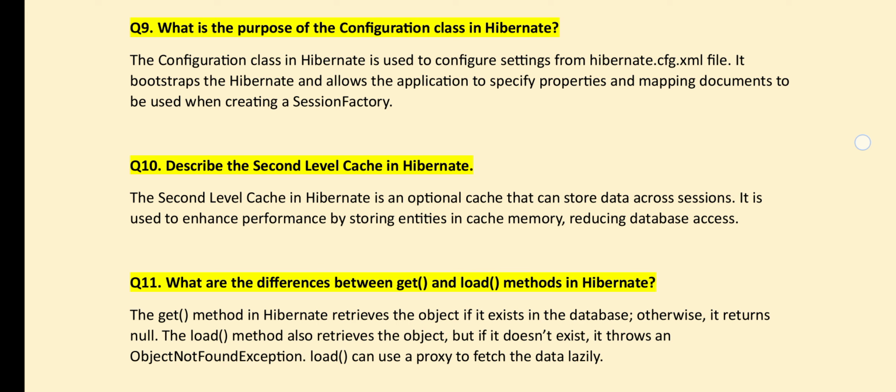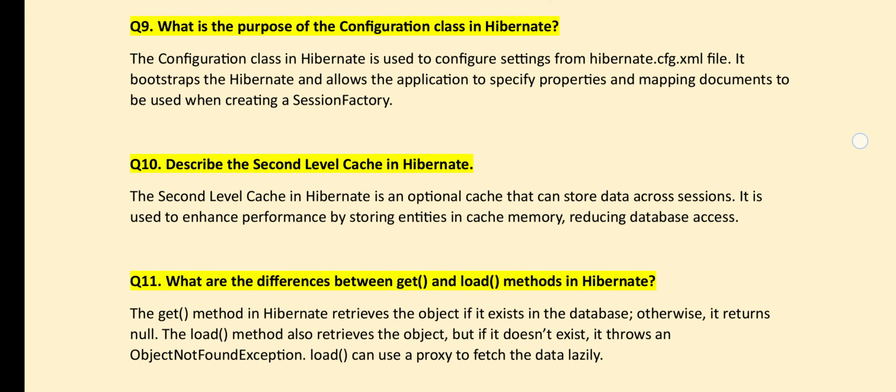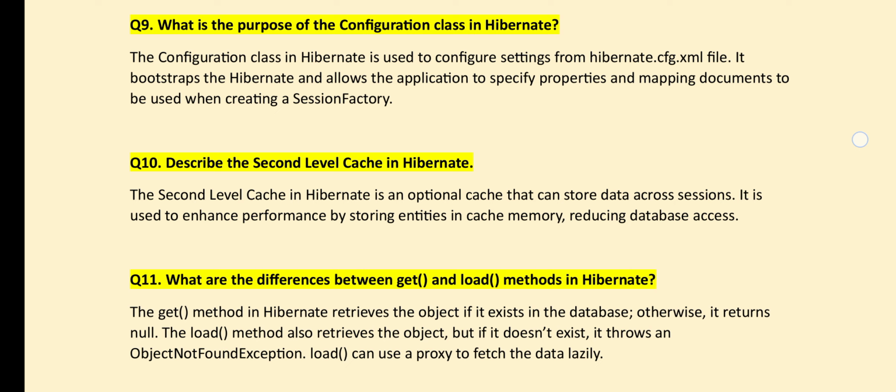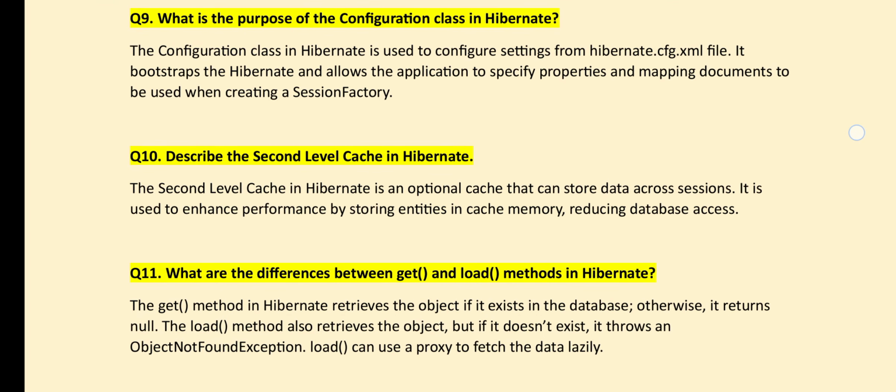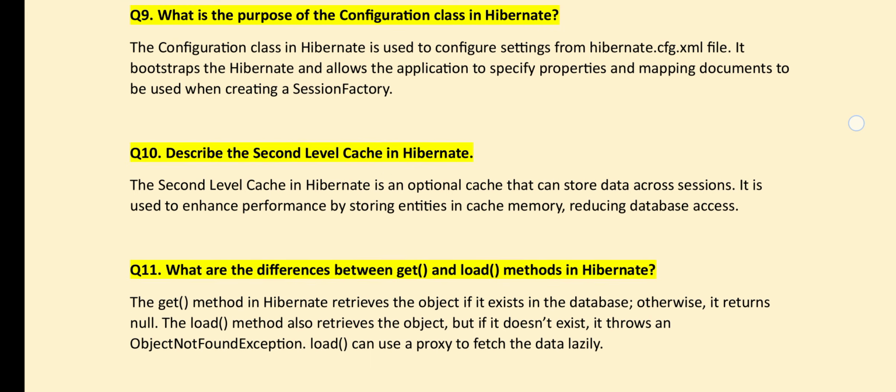What are the differences between get and load methods in Hibernate? The get method retrieves the object if it exists in the database, otherwise it returns null. The load method also retrieves the object, but if it doesn't exist, it throws an ObjectNotFoundException. Load can use a proxy to fetch the data lazily.